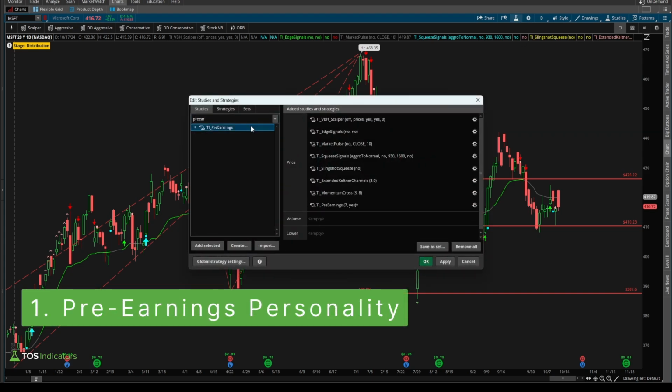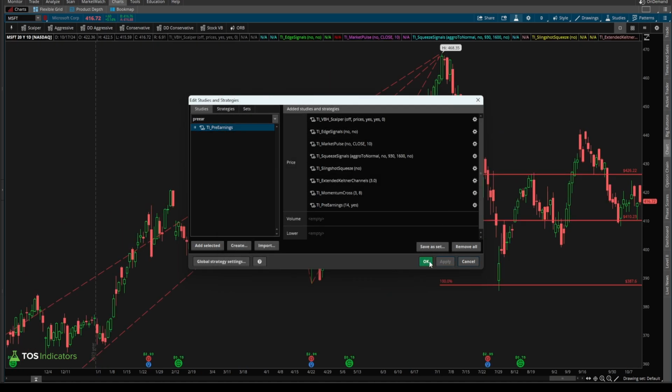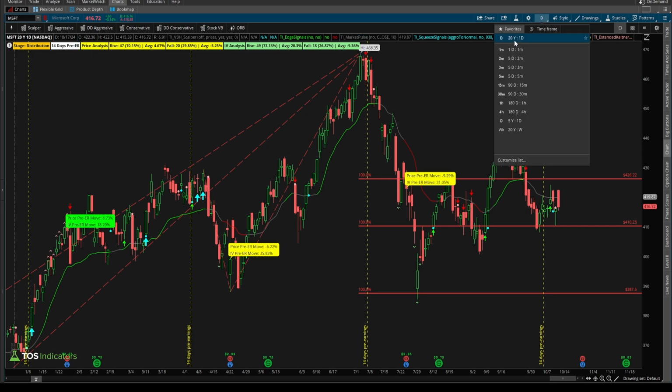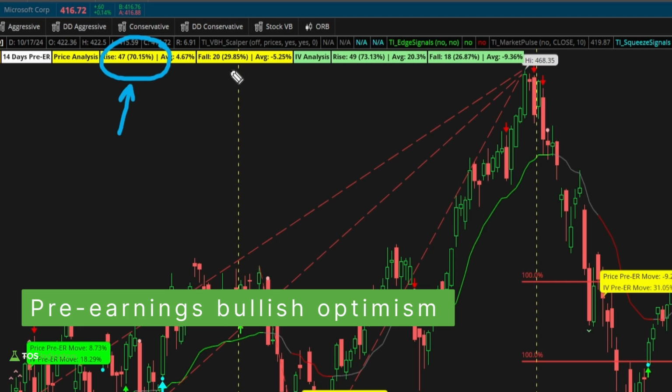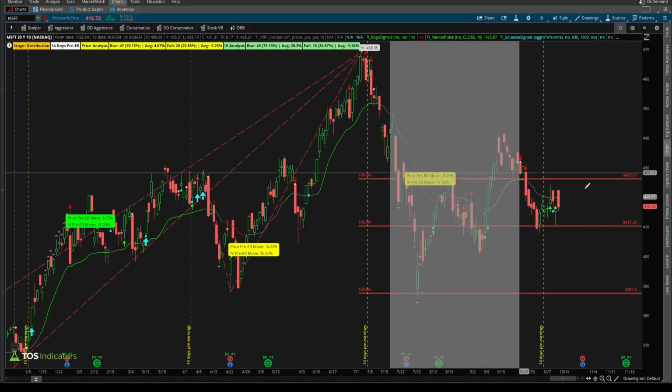If I load in our pre-earnings indicator and I set this to 14 days prior to earnings, we can start to develop a good feel for what Microsoft's personality is like pre-earnings. I'm looking at more than 20 years worth of data, and with the 20 years worth of data, we can see that price tends to rise into earnings about 70% of the time, tends to fall about 30% of the time. On average, that rise is about 4.67%.